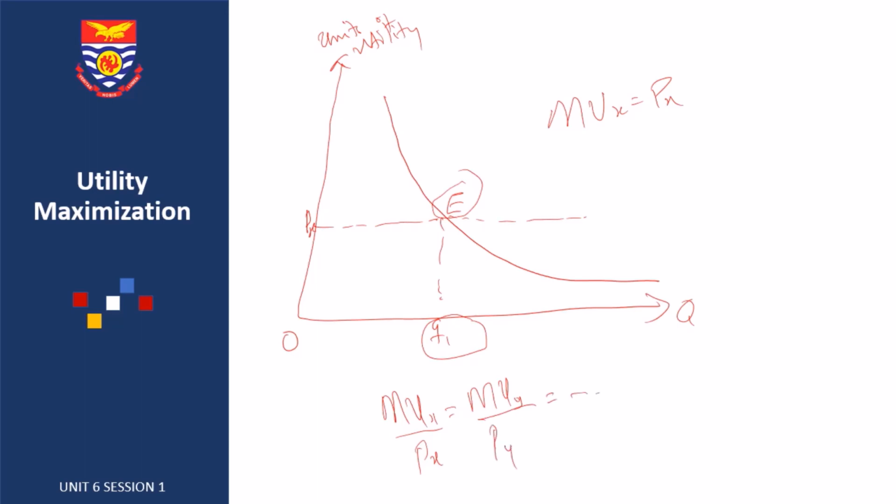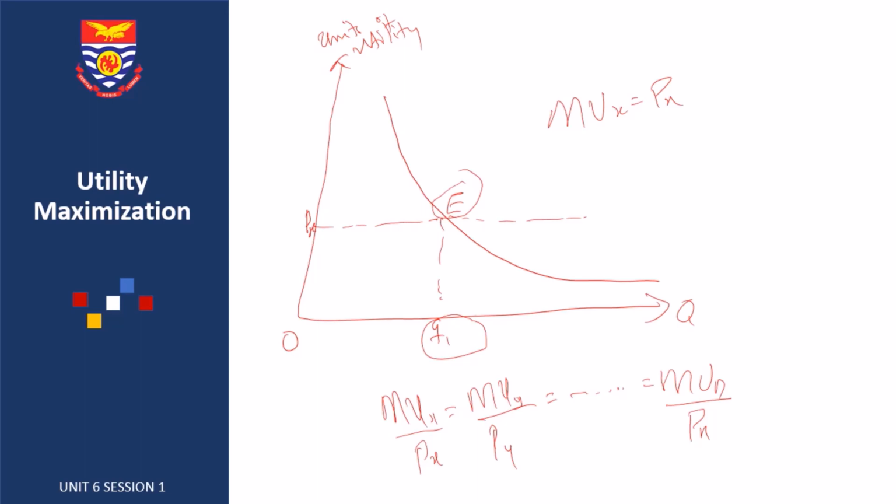So we can say up to the last commodity. All right, this is the equilibrium condition. So we say that the consumer is in equilibrium when the marginal utility per cedi spent is equal for all the goods, good X, Y up to good N.